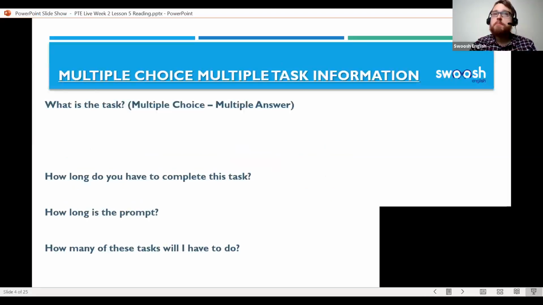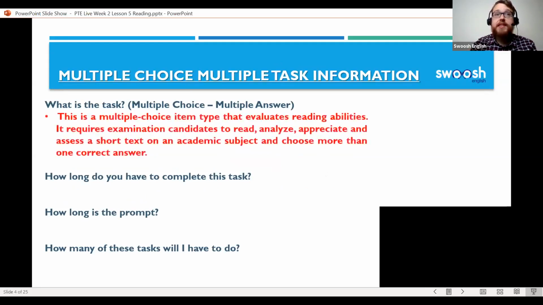So here is some multiple choice, multiple answer task information. How exactly can we go about the task? What can you expect on the day of the PTE examination? Well, what exactly is the task? This is a multiple choice item type that evaluates your reading abilities. It requires examination candidates to read, analyze, appreciate, and assess a short text on an academic subject and choose more than one correct answer. While quite similar in what you have to do to multiple choice single answer, of course, the big differentiator between that and its sister exercise is that you need to choose more than one answer.